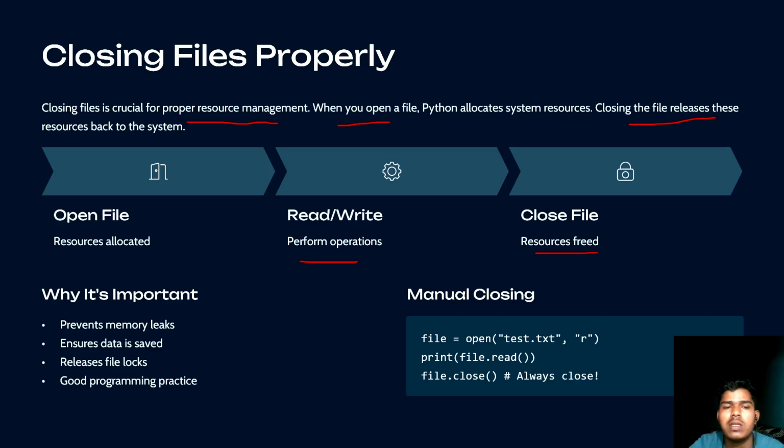In closing files, the important things are that it prevents memory leaks, it ensures data is saved, and it releases file locks. It is a good programming practice. The manual closing method looks like this: file = open("test.txt", "r"), print(file.read()), file.close(). Always close.